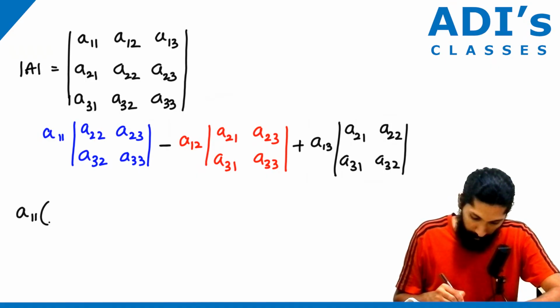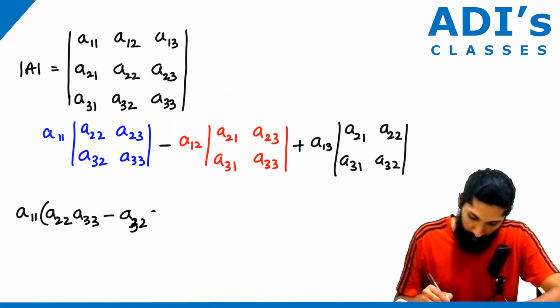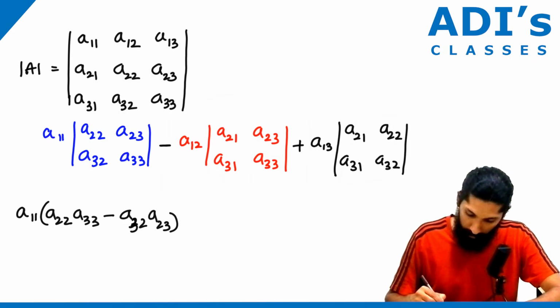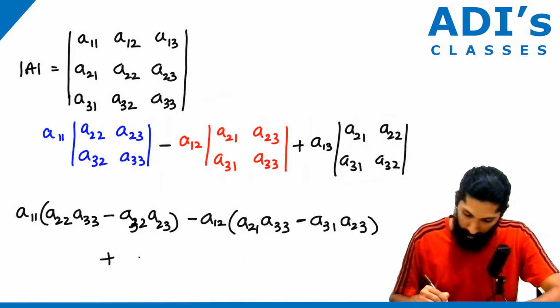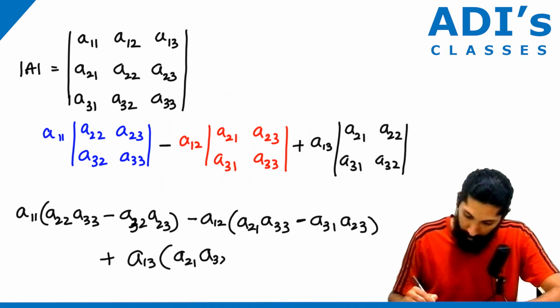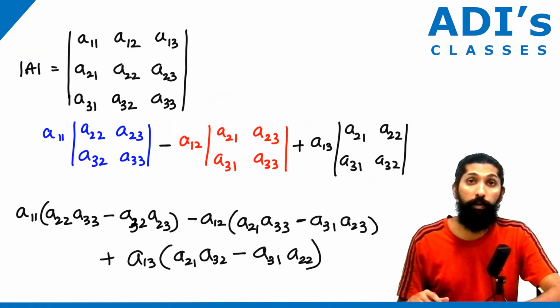A11 into A22, A33 minus A32 into A23, minus A12 into A21, A33 minus A31, A23, plus A13 into A21, A32 minus A31, A22. This is a complete expansion.